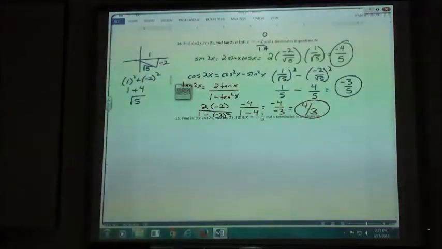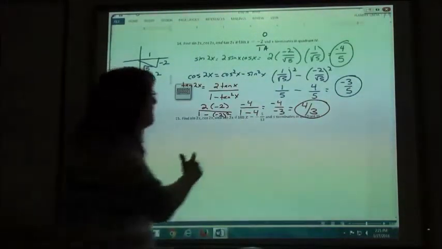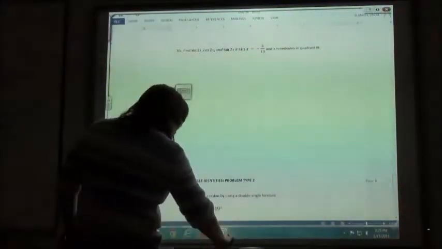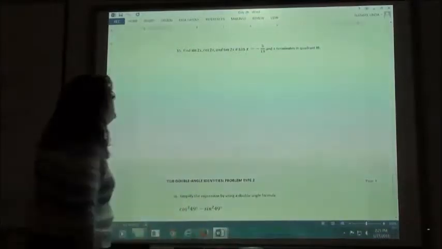I'm going to go ahead and move the board up so I have a little more writing room. I'm not way on the bottom. If it lets me. There we go, 15. So 15, we are in quadrant 3.